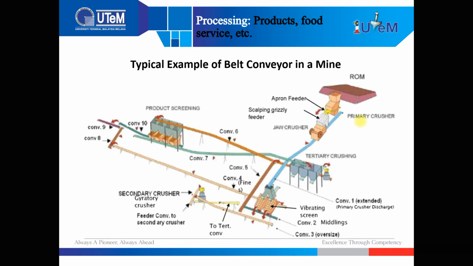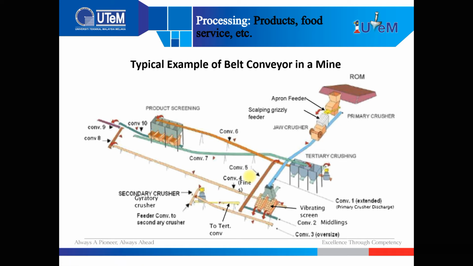Typical example of belt conveyor in a mine application. This is the example applied for the mine industry. As we can see from the picture, there are many conveyor systems applied in this industry. A different distance, different types of material that the conveyor brings, different material, different size, different shape. Many conveyor systems are applied in this mine industry.